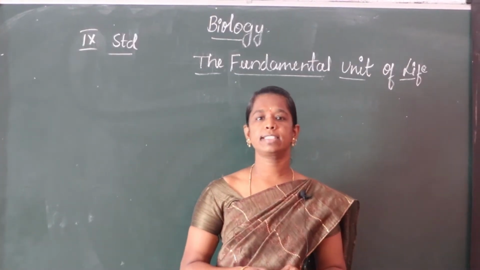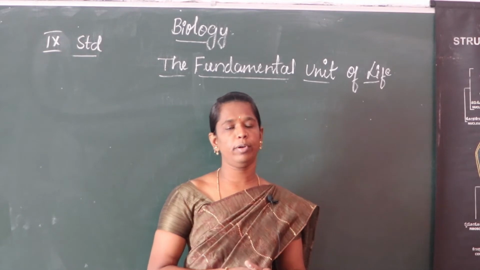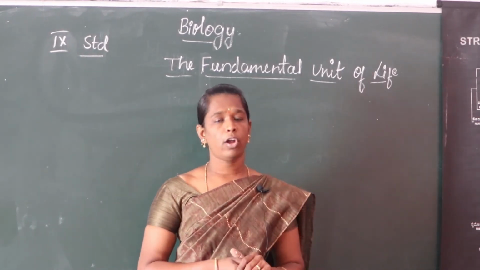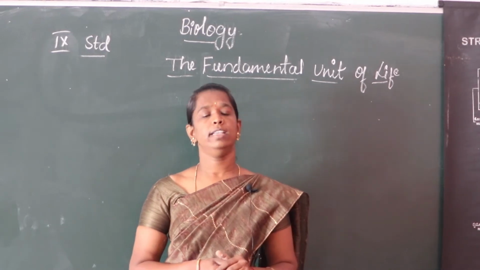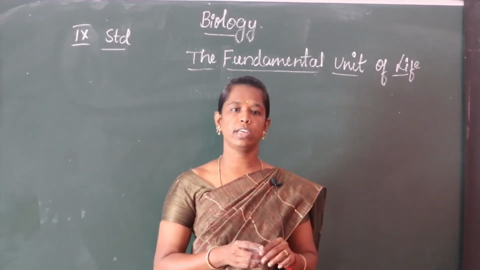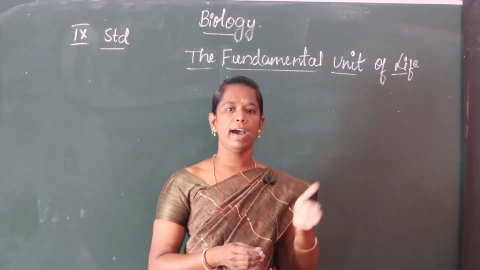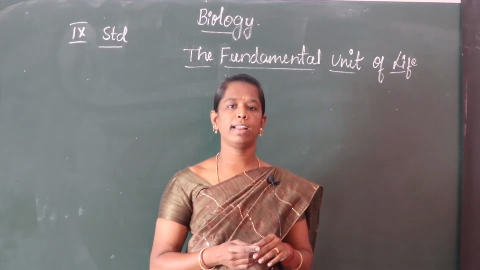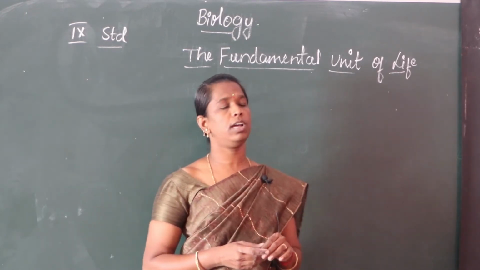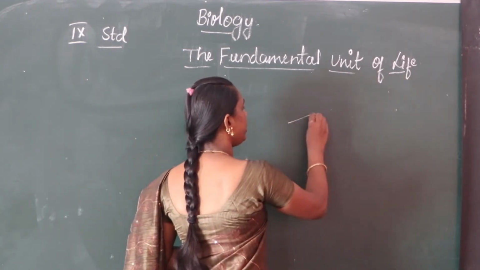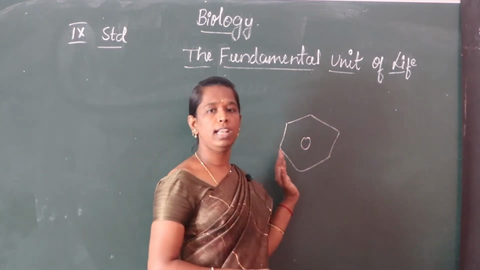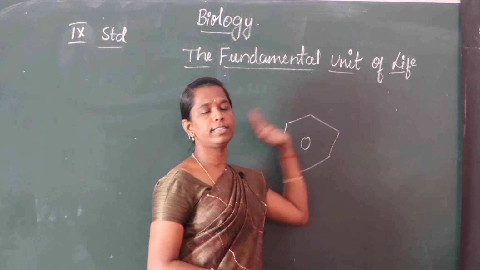See children, last class we discussed the introduction about the cell. Who discovered the cell? Robert Hooke discovered the cell. He was the first to find a honeycomb-like structure in the bark of a tree. He found a honeycomb-like structure, a cell. It means the cell is a small little room.